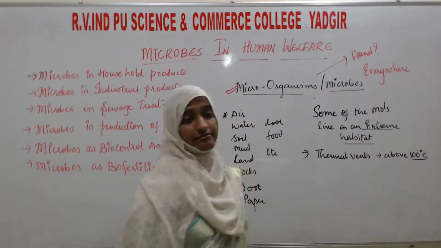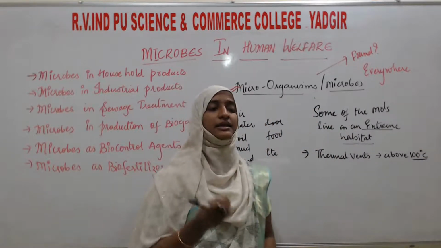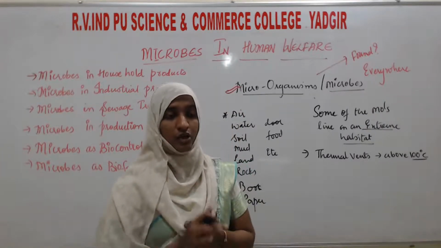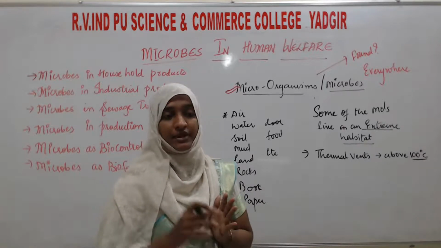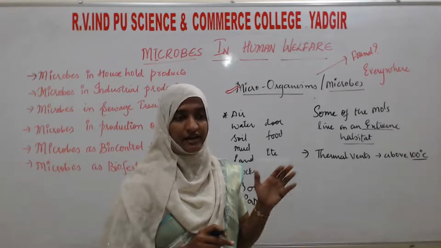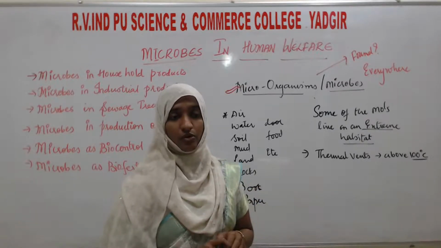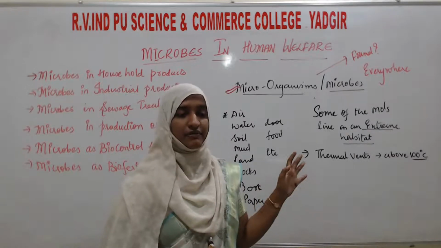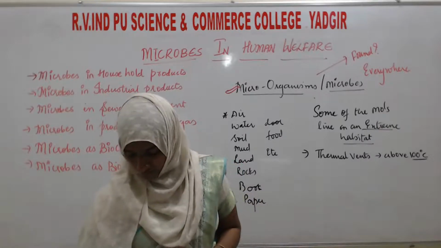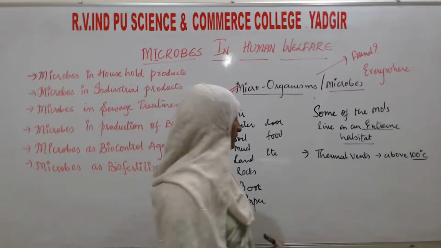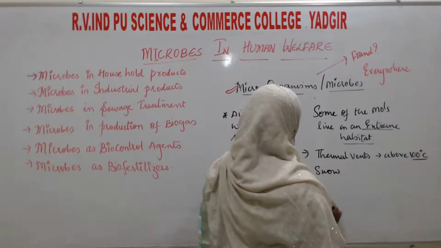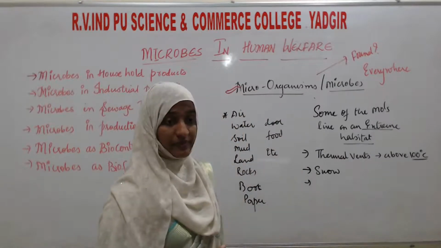Above 100 degrees, can a human being, a plant, or any other organism live at such a high temperature? No. No other organism can survive at that temperature, but microorganisms will. Only some specific organisms survive at that temperature. They are also found in snow, or in highly saline conditions.